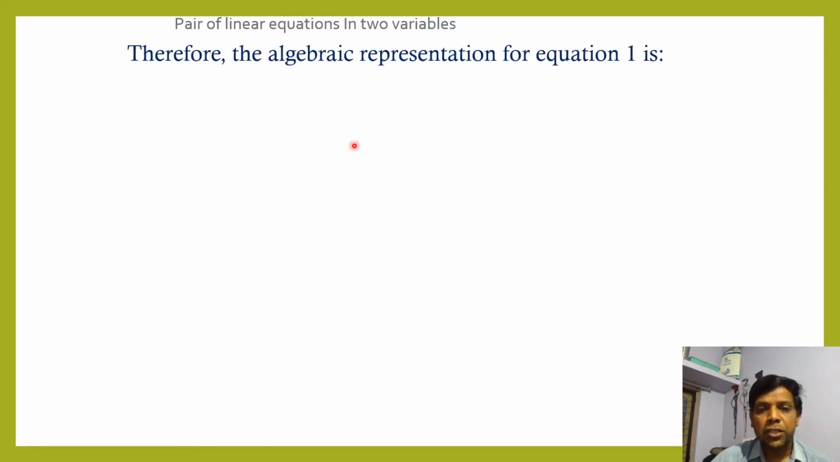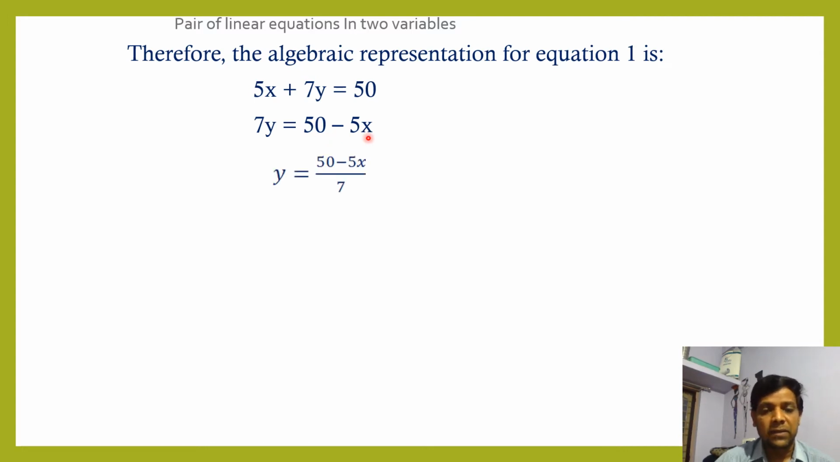Therefore, the algebraic representation for equation 1. First of all, you have to write equation 1: 5x plus 7y equals 50. Algebraic representation means you have to find any one value, either the x value or the y value. This is written as 5x plus 7y equals 50, so 7y equals 50 minus 5x, and y equals (50 minus 5x) by 7. That is the y value. So this is called the algebraic representation or algebraic form.